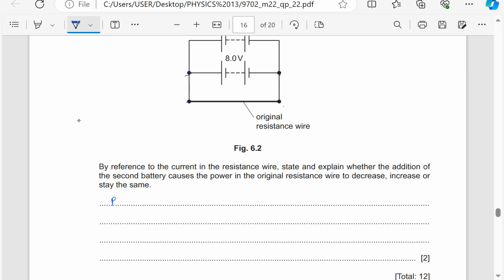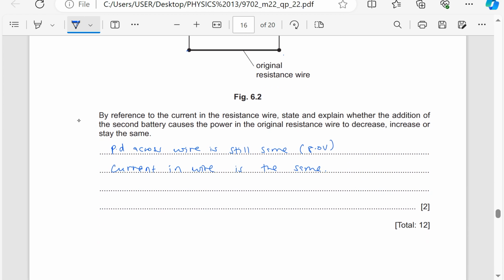So the PD across the wire is still the same. That is 80 volts. What is the implication? The current in the wire is going to be the same. And if the current in the wire is the same, remember power is equal to IV. So the power stays the same.